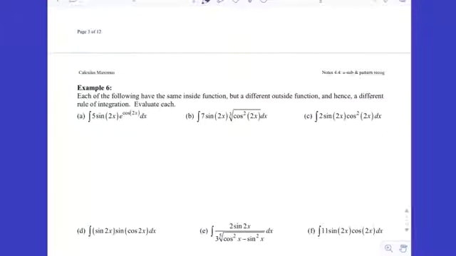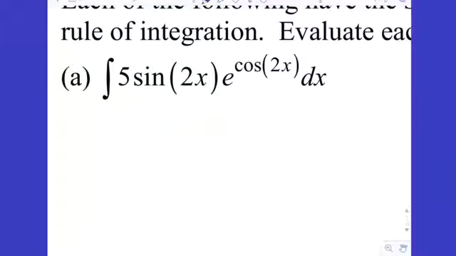Okay, so example 6, we're not going to get all the way through it by the end of the day, but it's kind of nice because, as it says, every single one of these has the same inside function, but a different outside function, and therefore a different rule of integration. There can only be one rule of integration. It says to evaluate each. Okay, so here we go.